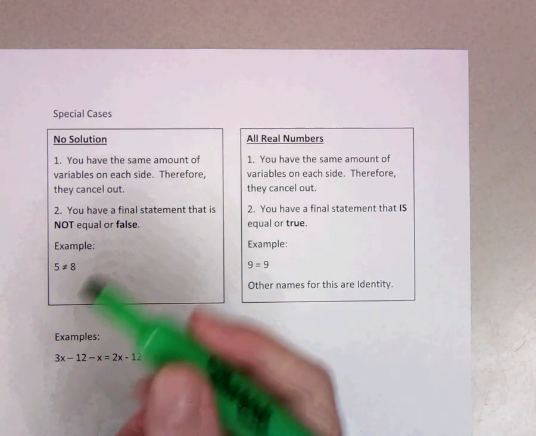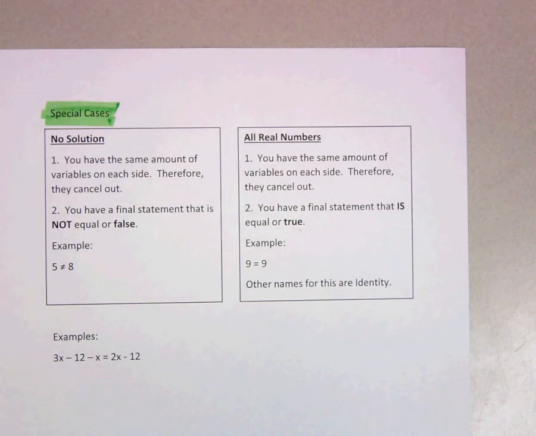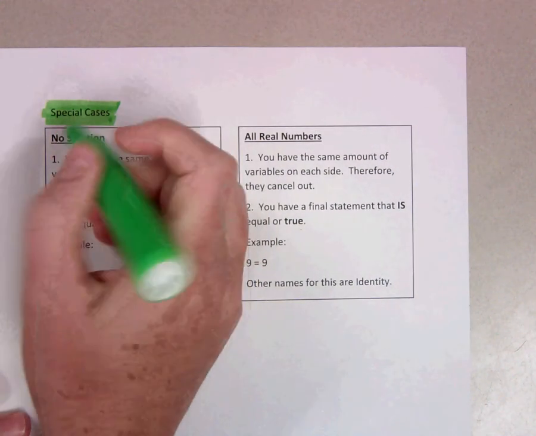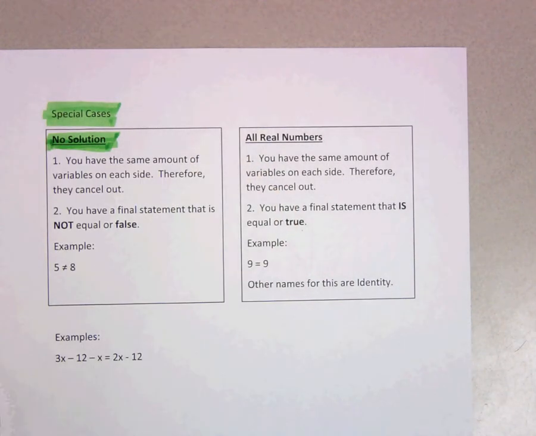So today we're going to look at some special cases, or special solutions, to solving equations. And we actually have two different ones. Sometimes when we solve an equation, you don't get just one solution, and sometimes you actually get no solution. So let's talk about when an equation would have no solution.